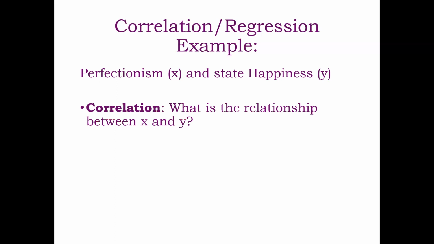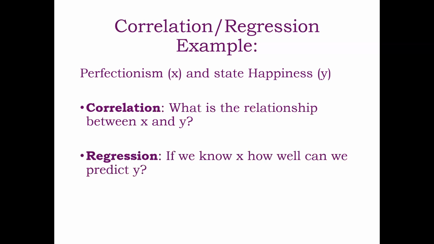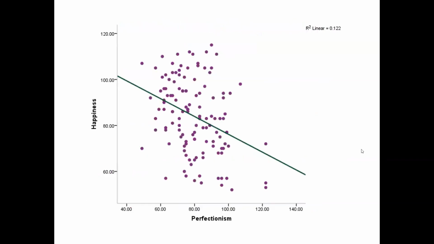Okay, so correlation basically answers the question of what the relationship between X and Y is, whereas regression can answer the question of, if we know X, how well can we predict Y. It's basically the same thing. As I said, regression too is a correlational analysis unless you're using regression to test hypotheses in an experimental design. So let's go back to perfectionism and happiness. Here we have the scatter plot with perfectionism on the x-axis and happiness on the y-axis, and we see clearly this is a negative relationship.